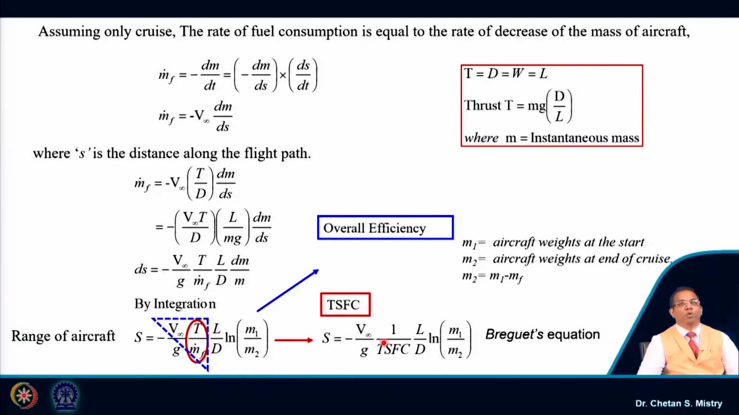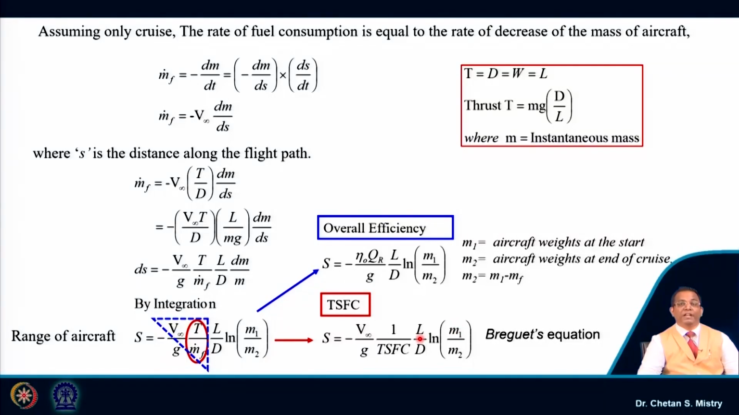In the same way, what we know, my v infinity into T divided by m dot f, we can represent in terms of my overall efficiency. So the equation will be formed as minus overall efficiency into Cv divided by g, L by D into natural log m1 by m2. Now, in this case, if I want to calculate the range of the aircraft, I must have information regarding the flight speed, the thrust specific fuel consumption, the L by D ratio, and this mass.